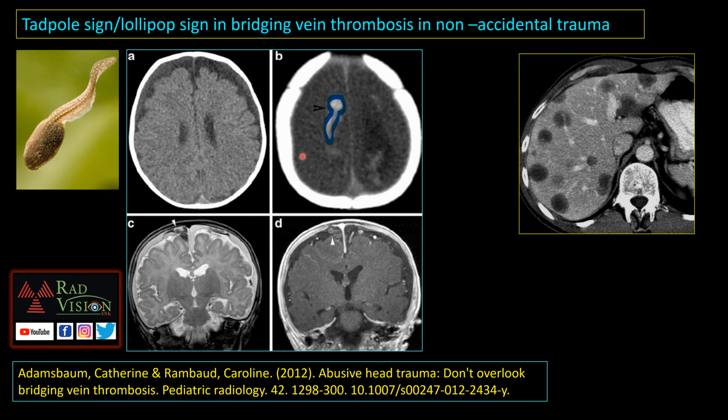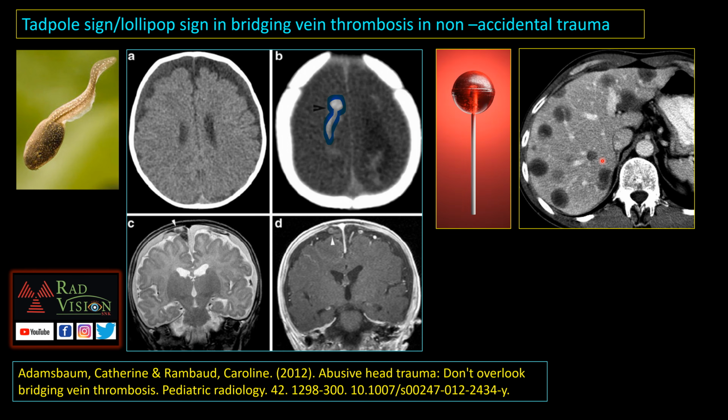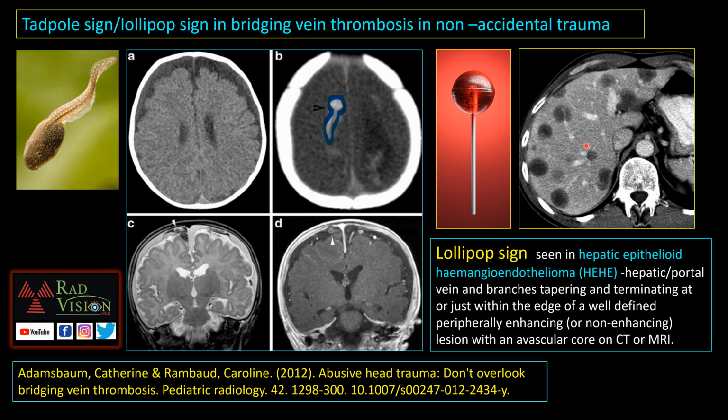However, also remember the lollipop sign is classically seen in radiology in hepatic epithelioid hemangioendothelioma, where you can see the hepatic veins or portal veins. This is the portal vein which is terminating in a hypodense or hypoenhancing area with a central avascular core, seen on CT and MRI. Typically, this lollipop sign is seen in hepatic epithelioid hemangioendothelioma. So remember tadpole sign or lollipop sign in bridging vein thrombosis in non-accidental trauma, and also remember lollipop sign in hepatic epithelioid hemangioendothelioma.